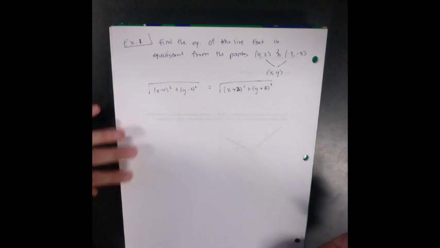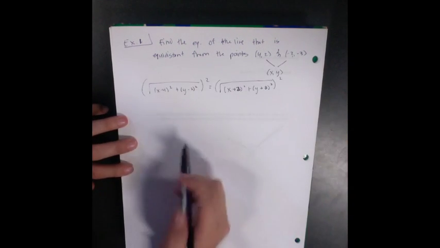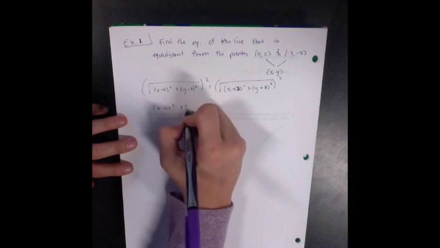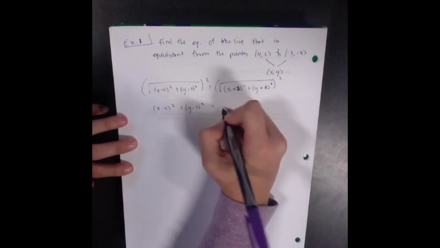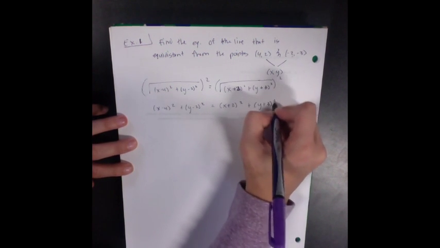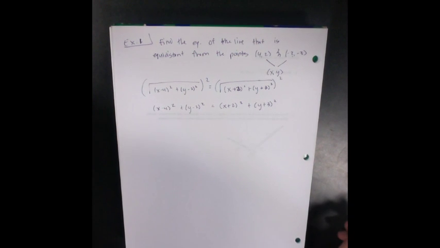Now I'm going to find the equation of my line. So I'm going to square both sides, which takes away my square roots, giving me (x minus 4) squared plus (y minus 2) squared equals (x plus 2) squared plus (y plus 3) squared. Now I have to square out each of these terms.